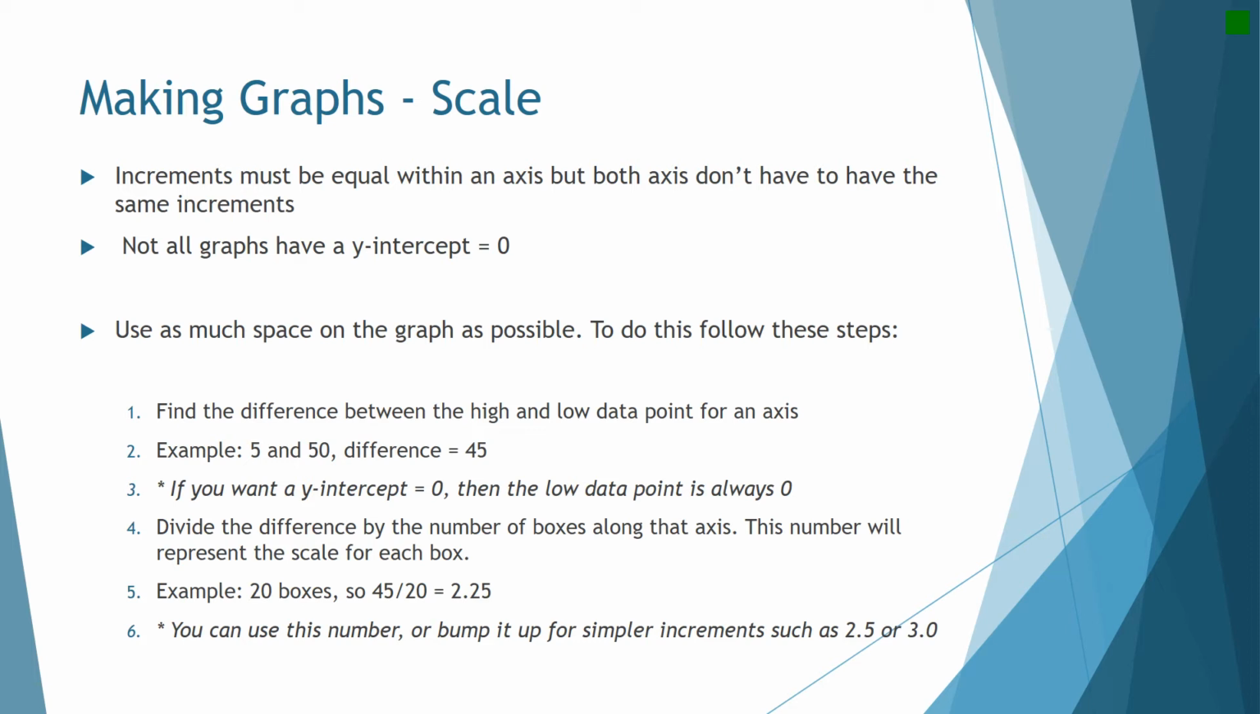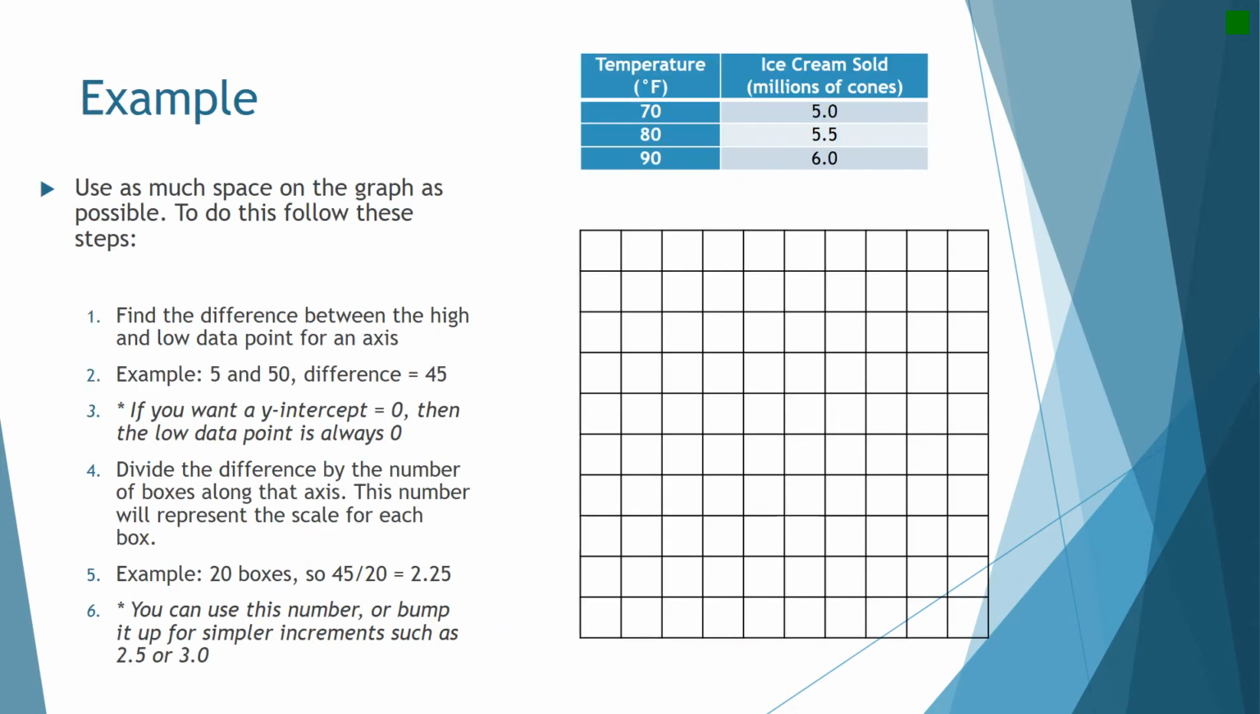All right, you also are going to be expected to make graphs according to the scale. And so these are the different steps that you want to do. First off, increments must be equal within an axis. So within all of the y-axes, the values of each box have to be the same. But both axes don't have to have the same increments. So just because I go up in tens, each box on the y-axis, does not mean I need to go over 10 in the x-axis. Okay, not all graphs have a y-intercept of 0. Okay, and what you want to do is you want to take up as much space as possible. So these are the different steps that you're going to want to do. Okay, and we'll do this on the next one.